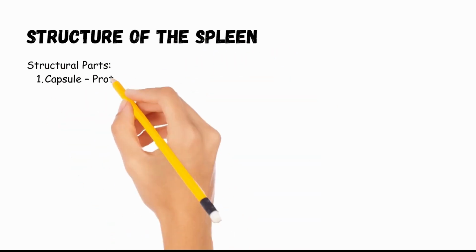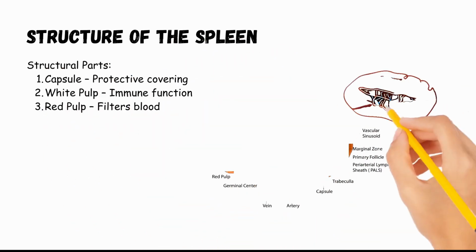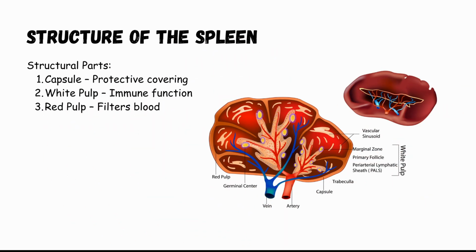The spleen has an outer fibrous capsule that protects it. Internally, it is divided into two main regions, white pulp and red pulp. White pulp contains lymphatic tissue and is responsible for immune responses. Red pulp filters the blood and removes old or damaged red blood cells. This structural arrangement allows the spleen to function as both a blood filter and an immune organ.